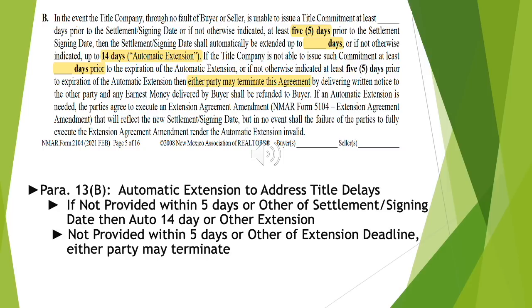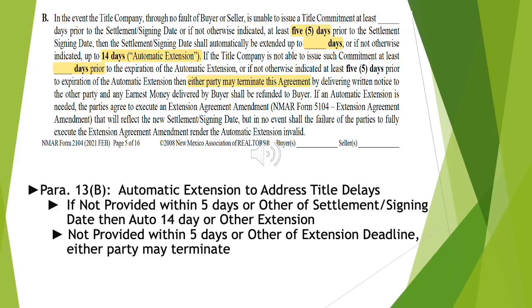Then at that point, either party has the unilateral right to terminate the contract. So either party can terminate based on the fact that 5 days before the automatic extension expiration, we still don't have a title commitment, or 3 days if you filled in 3 days, or 2 days, or 1 day, or whatever period of time you filled in. Now, does this mean that the contract automatically terminates? No. It means that one party or the other has the right to terminate.